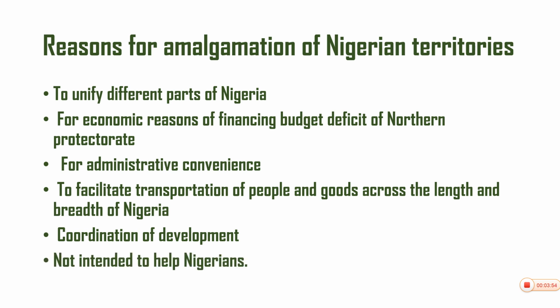Then it was not intended to help Nigeria. The reason for amalgamation was not intended to help Nigeria. Ever since the Northern and Southern Protectorates have been joined together, I don't think Nigerians have been benefiting from it. This was because the joining of Nigerian territories together was not intended. The intention was not to help the Nigerians.